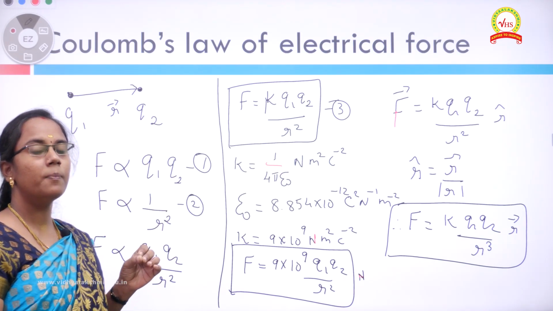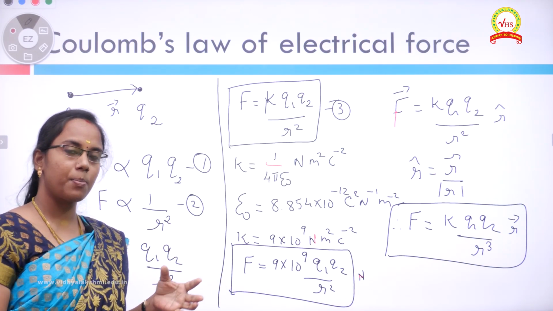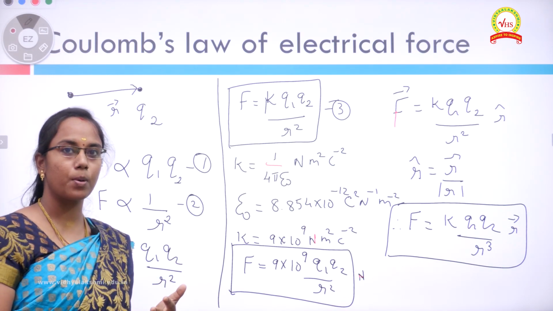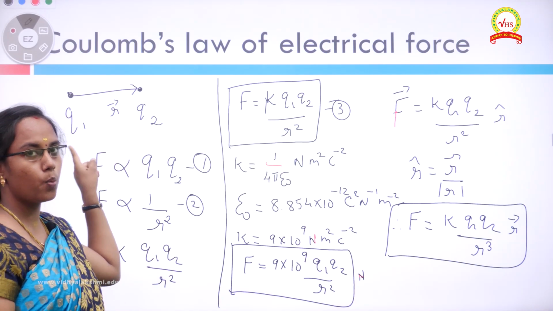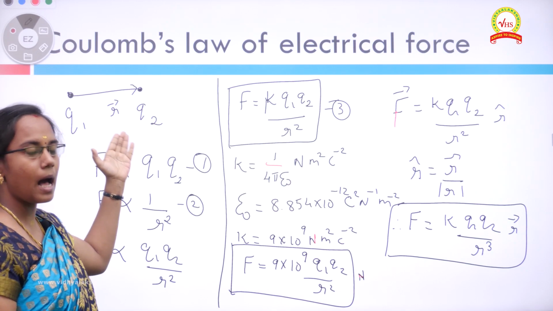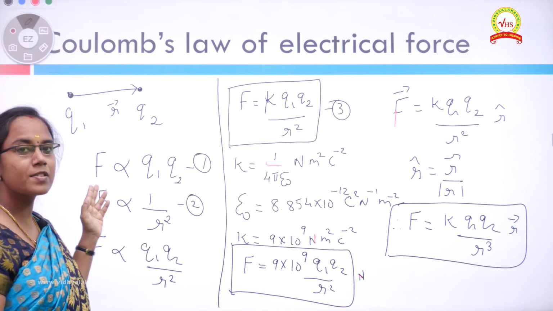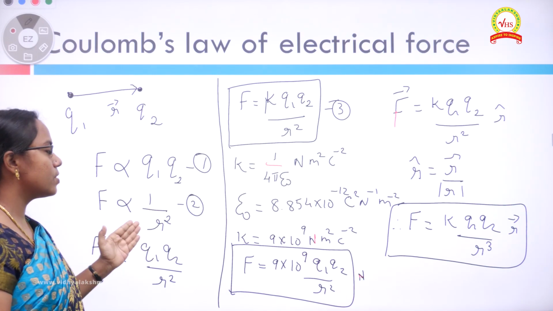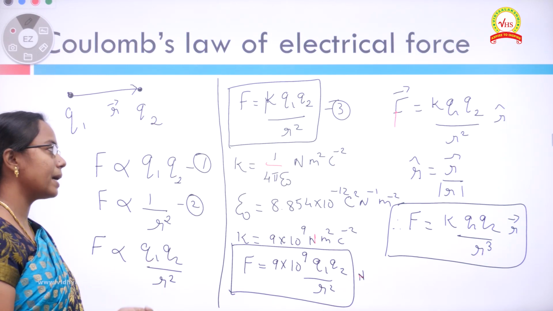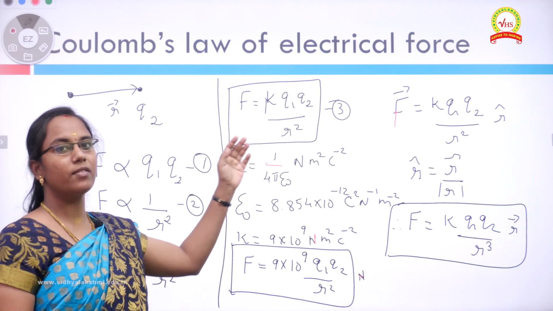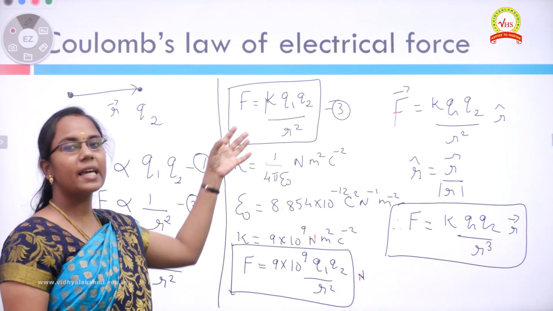What we have done here: the statement of Coulomb's law tells us that electrostatic force is directly proportional to the product of the charges and inversely proportional to the square of the distance between them. We considered two charges Q1 and Q2, and the position vector r. Then as per the statement we started our derivation. F is directly proportional to Q1 Q2 and inversely proportional to 1 by r square. Combining, F is directly proportional to Q1 Q2 by r square. Then to remove the proportionality we introduced a term K. So, F is equal to K times Q1 Q2 by r square, where K is just a constant.